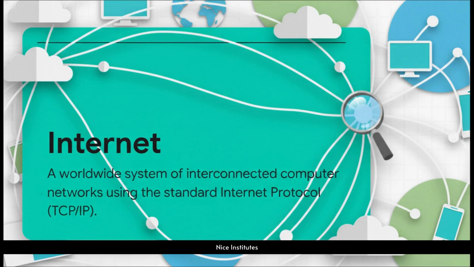Think of it like a universal postal service. It breaks down all our information into little packages and makes absolutely sure they get to the right destination. It's the magic that lets them all connect and share stuff so seamlessly.